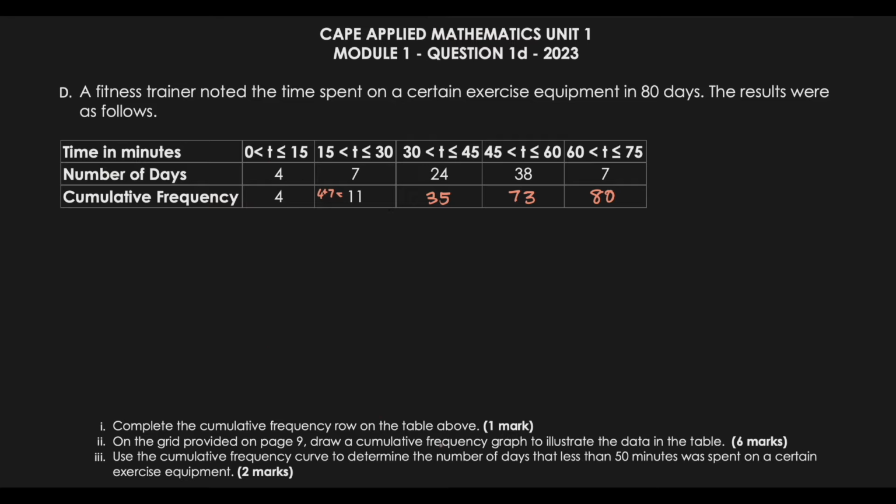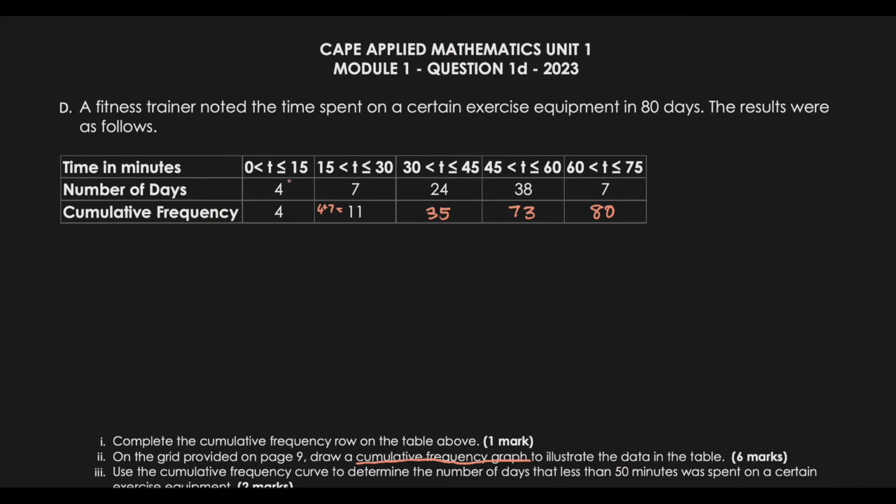So whenever we plot cumulative frequency charts, we plot them on the upper boundaries. In this case, as you can see, the numbers here are overlapping, so these represent the boundaries for these particular values. When we start at 0, we would have 0. So let's put this as the cumulative frequency, and over here we would have the time in minutes, which would represent our boundaries.